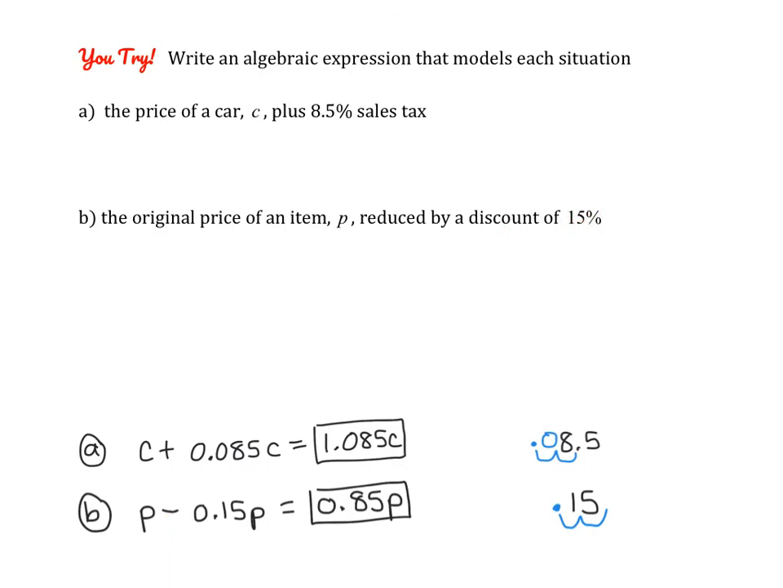The second one, the original price, P, reduced by, telling you to subtract, a discount of 15%. So we need to know 15% of the original price. So here's how you change the percentage to a decimal. So we would do 0.15 times P. That's how much the discount was. So if you do 1P minus 0.15P, it leaves you with 0.85P.